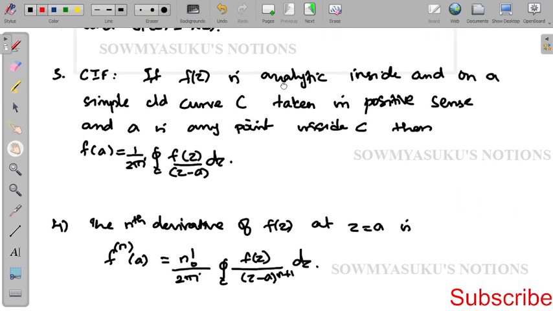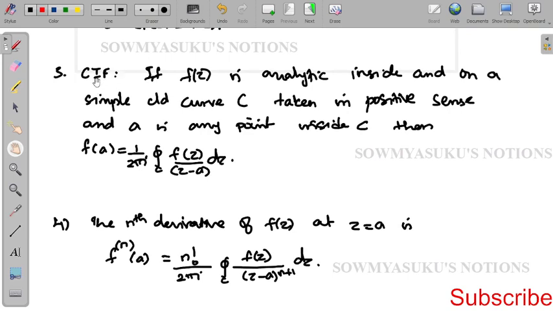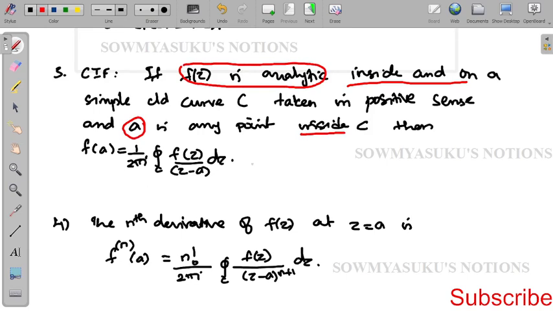Then the third one, this is the very important one, Cauchy's integral formula. If f(z) is analytic inside and on a closed curve C, and A is any point inside C. So two conditions we need: that f(z) is analytic, and the second, that A is a point inside C. Then we can say that f of A is equal to 1 divided by 2 pi i times the integral of f(z) divided by z minus A dz. Cauchy's integral formula.